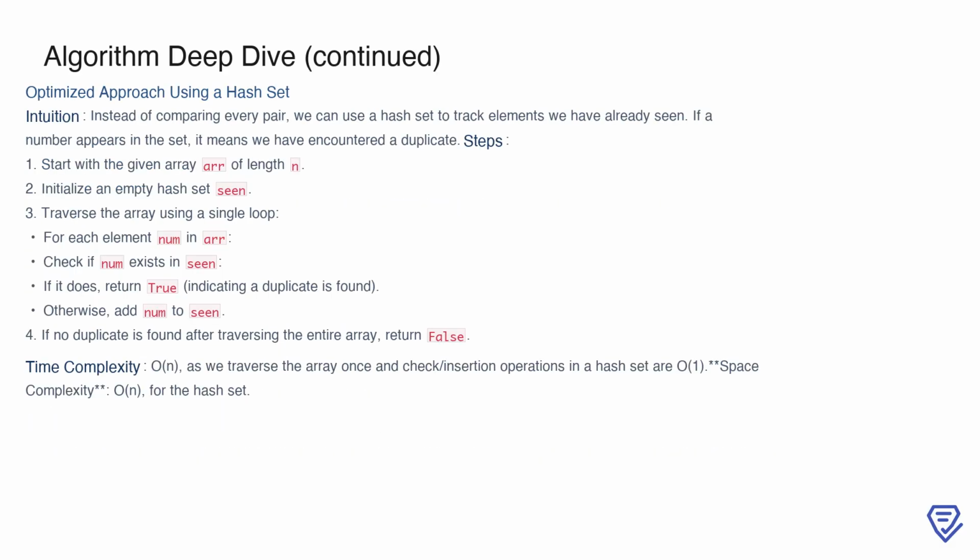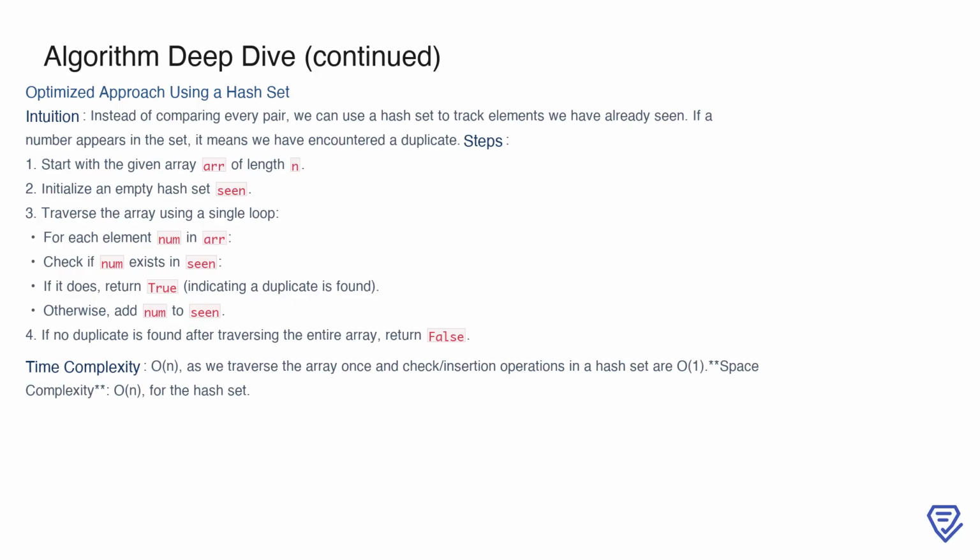A more efficient approach involves using a hash set. Instead of comparing every pair of elements, we can use the hash set to keep track of numbers we've already encountered. As we iterate through the array, for each number, we check if it's already in the hash set. If it is, that means we've seen it before, and we can immediately return true. Otherwise, we add the number to the hash set and continue. By the end of the iteration, if no duplicates are found, we return false.